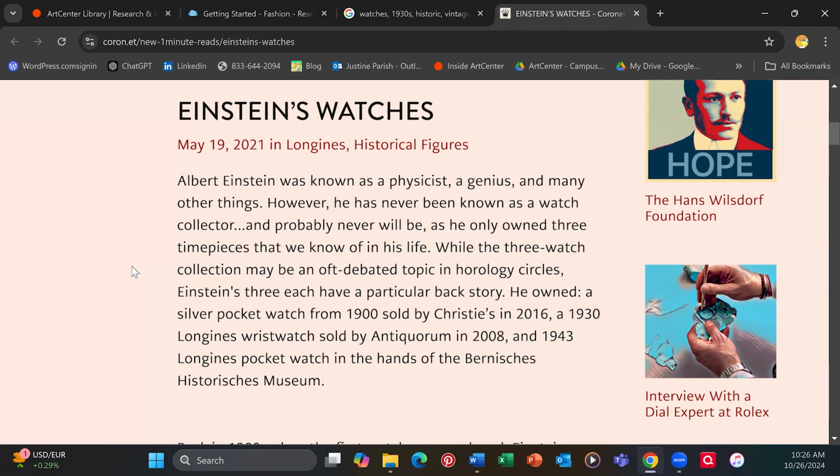1930 Longines wristwatch sold by Antiquarium in 2008, and 1943 Longines pocket watch in the hands of this German museum. So I can then go to that museum and search that particular pocket watch to actually find it. That gives me real source information that I can count on. Pinterest does not. Wikipedia, maybe.